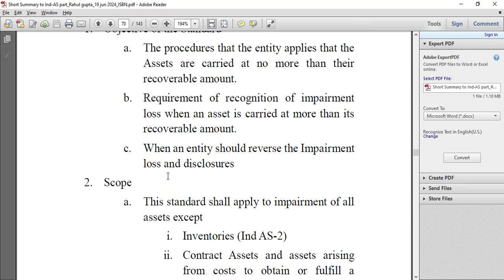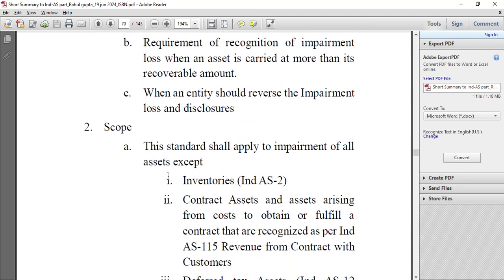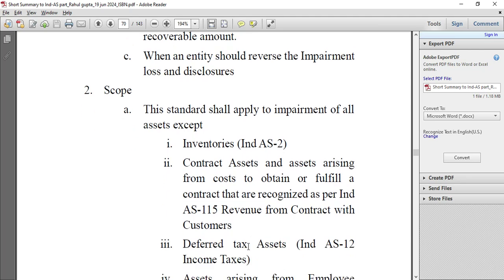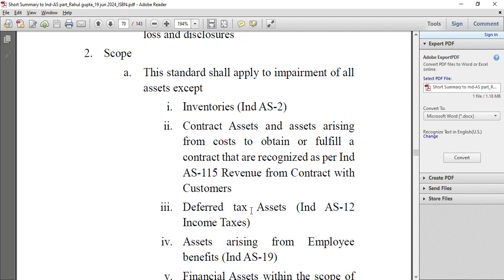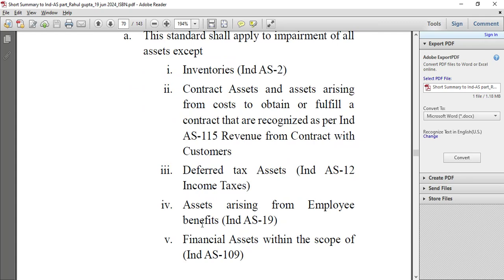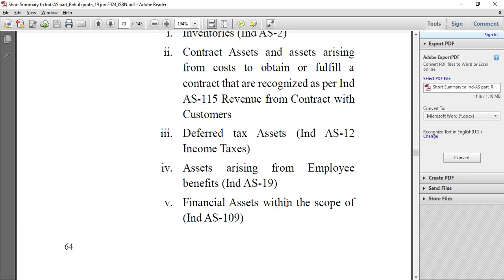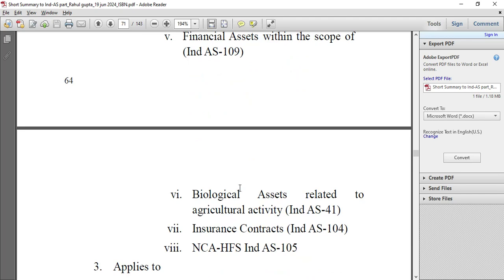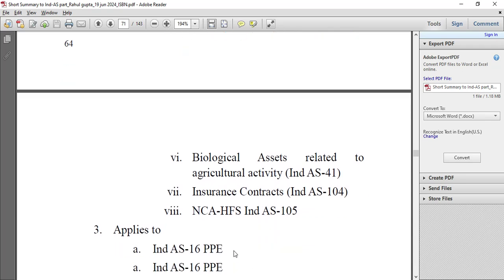Scope: this standard shall apply to impairment of all assets except inventories, Ind AS 2; contract assets and assets from the cost of obtaining or fulfilling a contract that are recognized as per Ind AS 115, revenue from contract with customers; deferred tax assets, Ind AS 12, income taxes; assets arising from employee benefits, Ind AS 19; financial assets within the scope of Ind AS 109; biological assets related to agricultural activity, Ind AS 41; insurance contract, Ind AS 104; NCA HFS, Ind AS 105.